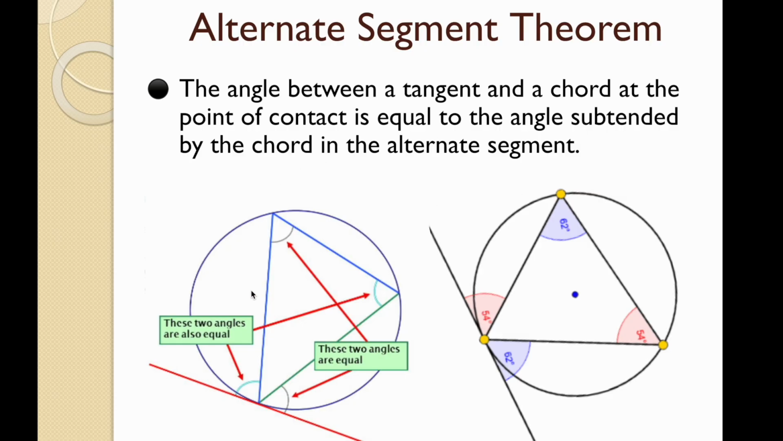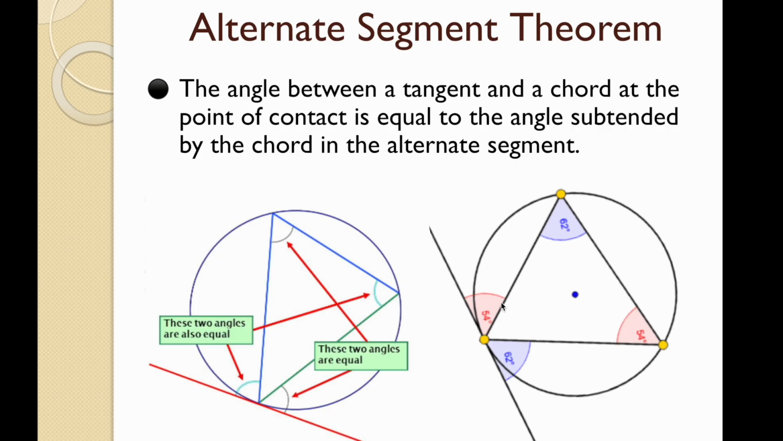So the segment here is this here. But then everything on the right of this line here is the alternate segment. Okay, so this here is an alternate segment. This here is a segment that this angle is in. So what it's saying is that this angle here is equal to this angle here, which is in the alternate segment. Likewise, this angle here would be equal to this angle here. So this occurs when you have a triangle and a tangent together.